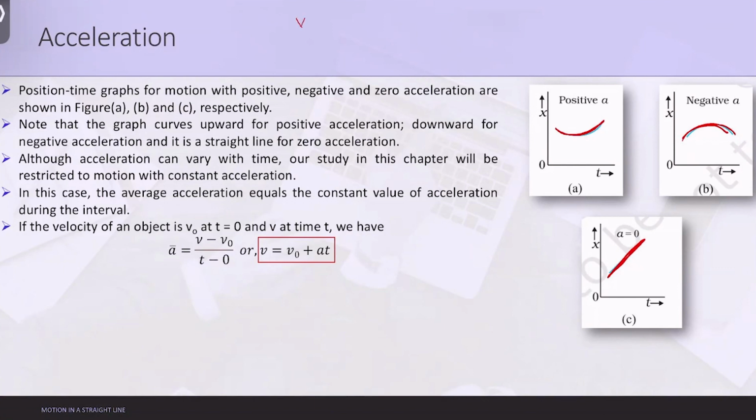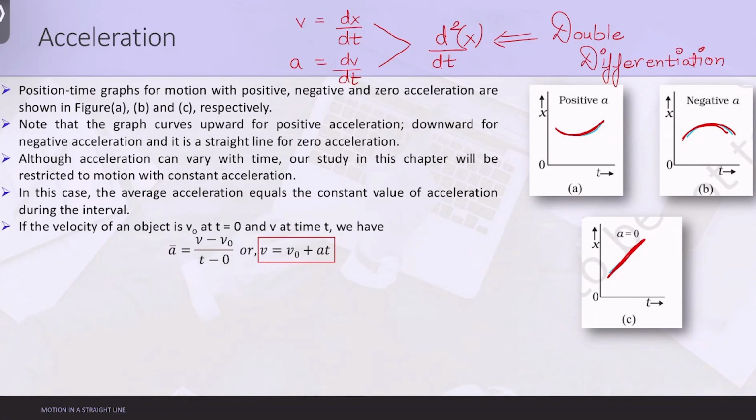Let us say we differentiate 1 time. We get dx by dt. Now when we differentiate another time, we get dv by dt. So these 2 steps can be called double differentiation. Sometimes it is not clear how the acceleration is positive or negative, but if we differentiate this graph, we can understand why it is said to be positive, negative, etc.